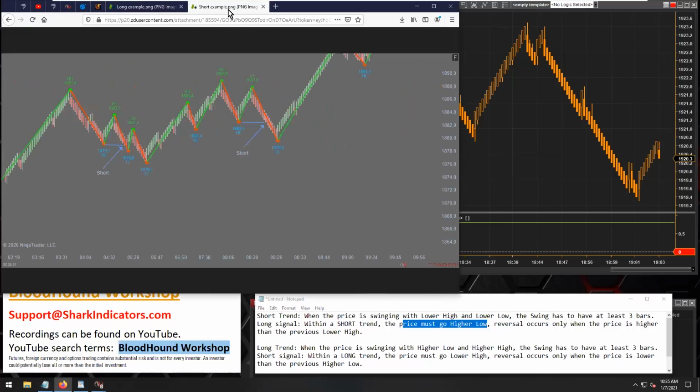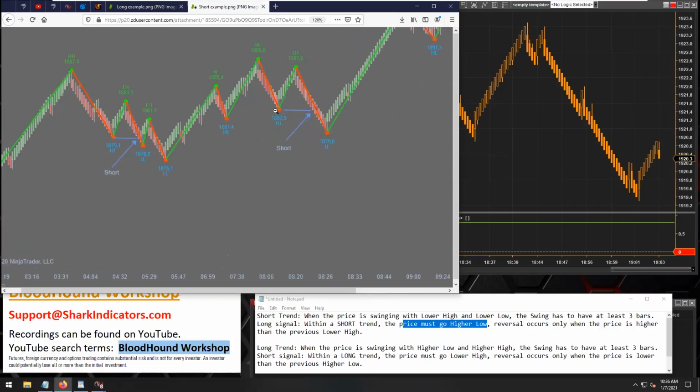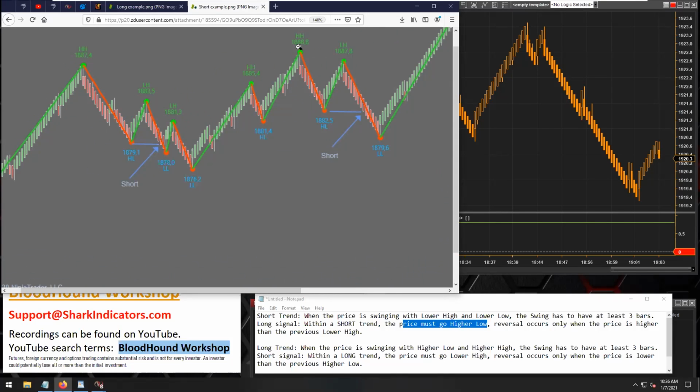And then a short is going to be the opposite situation. We have a higher high back here, a higher high back here, and then we're looking for higher lows. We have a higher low back here, and then a lower high, possibly inferring a trend direction reversal. Once that higher low is broken, that's the signal point right there.